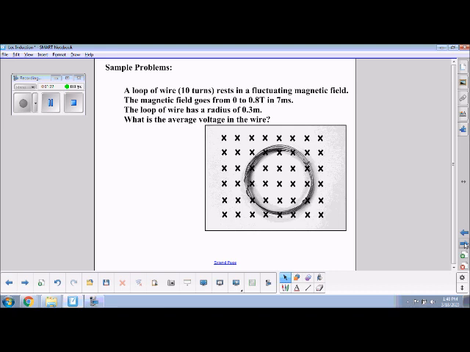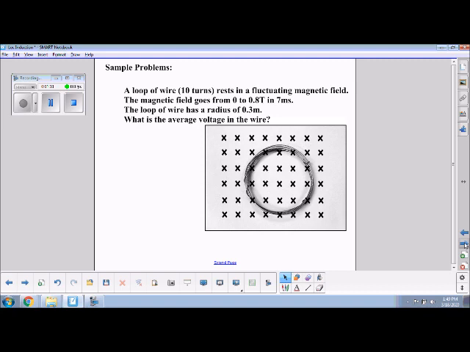So here we've got our first sample setup. Loop of wire with 10 turns. Remember, the turns don't have anything to do with flux yet. They rest in a fluctuating magnetic field. There's your changing field. Now it says the field goes from 0 to 0.8 Tesla in 7 milliseconds, so there's no function for it.